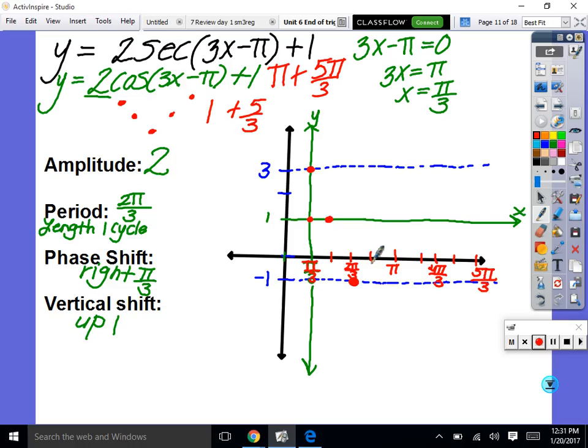Then at this point, we're at the 0, which is up here now. And then at this point, we're at the max. So I'm just drawing in because it's not really there. And then at this point, the 0. At this point, the bottom of the amplitude. At this point, the 0. And at this point, the top.